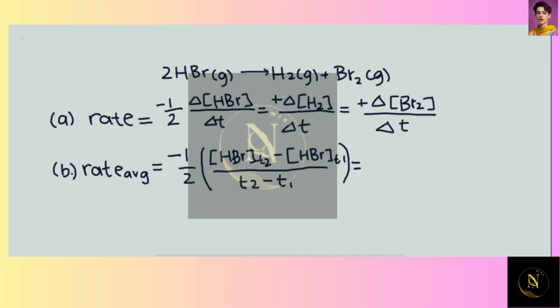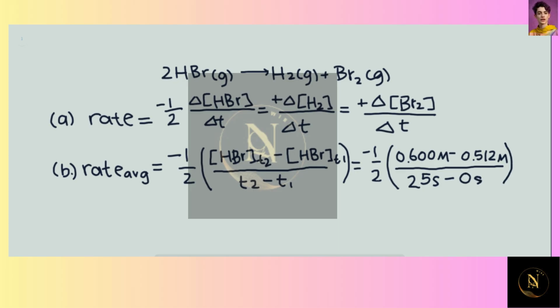And so in this case, you're told that you have an initial concentration of 0.600 minus a second concentration of 0.512, and this is going to occur over the first 25 seconds of the reaction. So 25 seconds would be time 2 minus 0 seconds, which would be time 1.